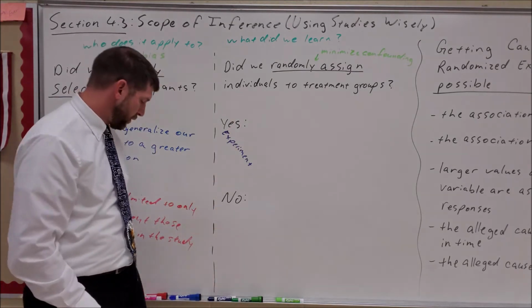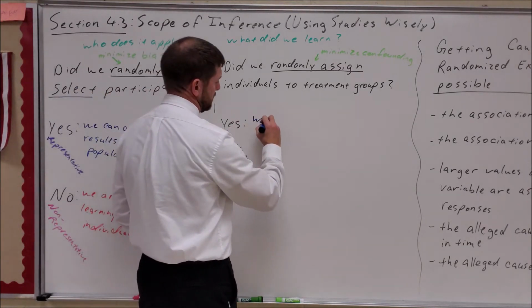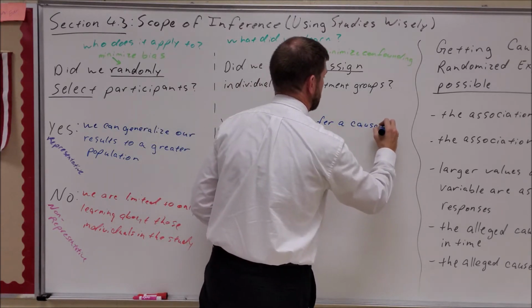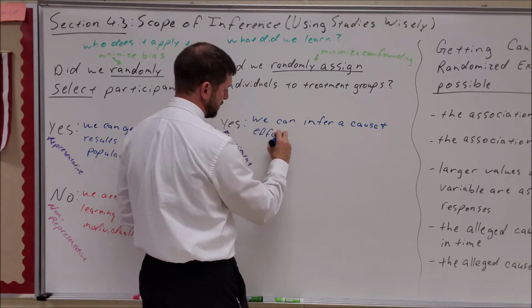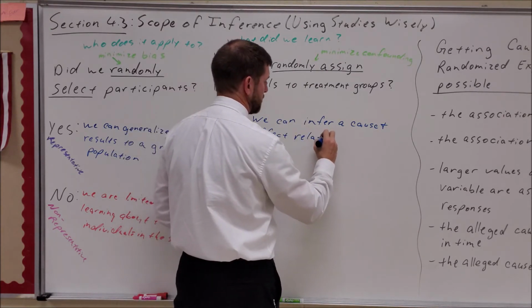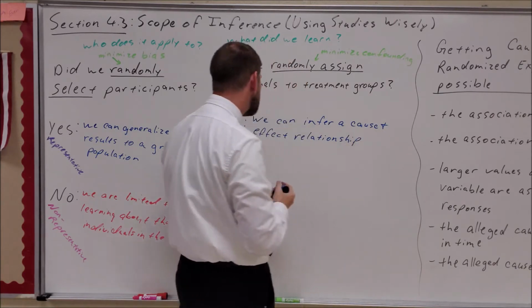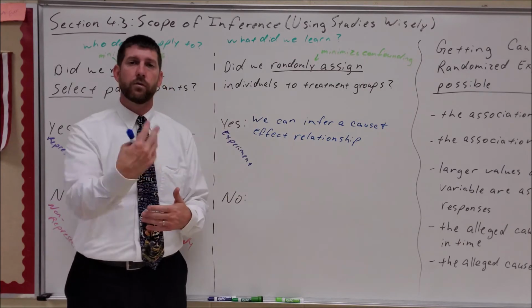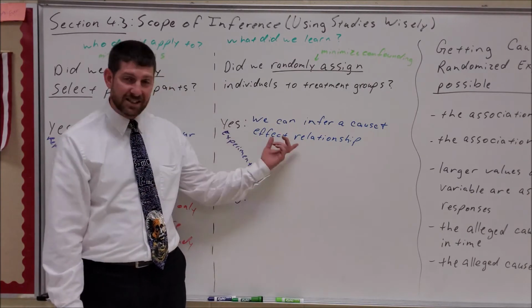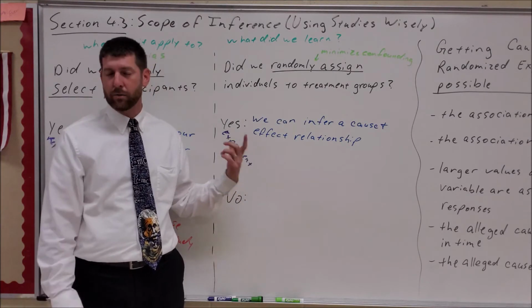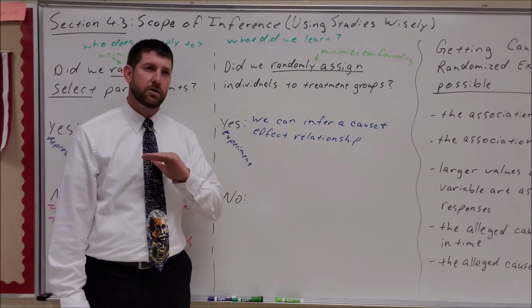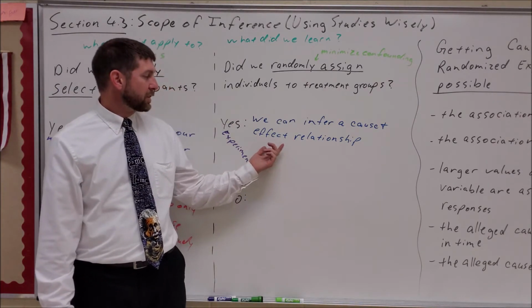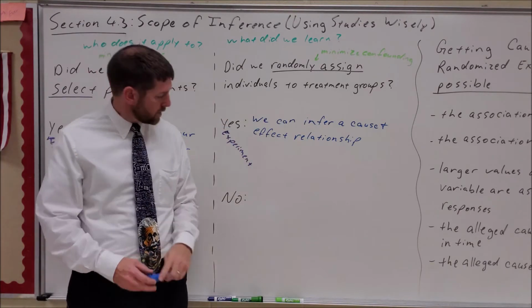So what happens for a randomization, we can actually infer a cause and effect relationship. And this is huge. This is what we really want all the time when we do studies. I want to know, does one thing cause another thing or influence another thing or make another thing happen? But to have that, I need to have a well-designed randomized experiment. I need to have tried to get my hands on and control as many of those other possible explanations. So that's what our goal is, not always possible though.